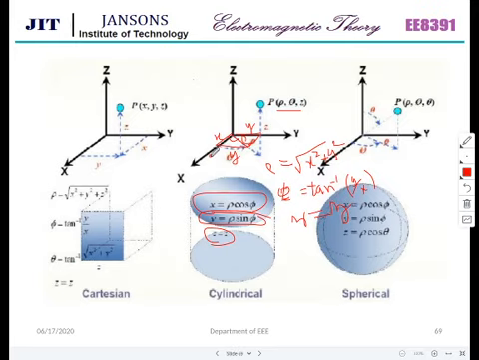So this is the transformation between the parameters or coordinates. If you know rho, phi and z, then x is equal to rho cos phi, y is equal to rho sin phi, and z is equal to z. If you know x, y, z and need to find rho, phi, z, then we have to use this formula: rho is equal to square root of x square plus y square, phi is equal to tan inverse of y by x, and z is equal to z. Since this z and this z are one and the same, it can be equated as such.